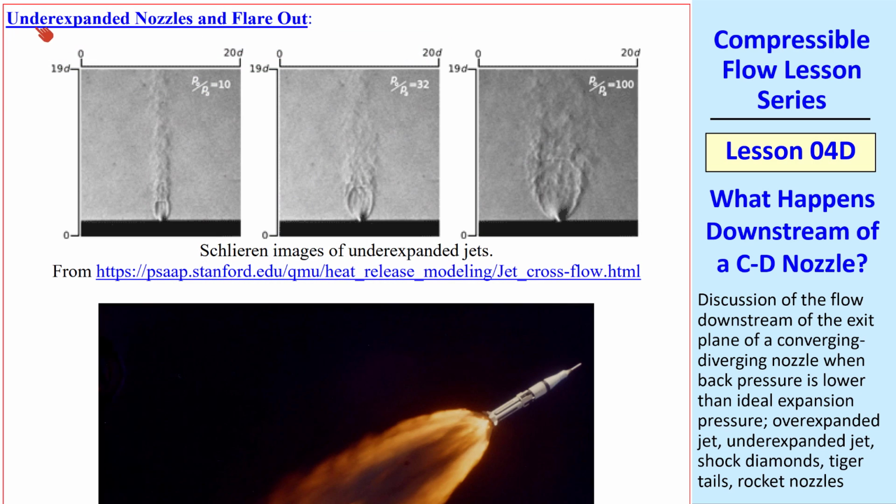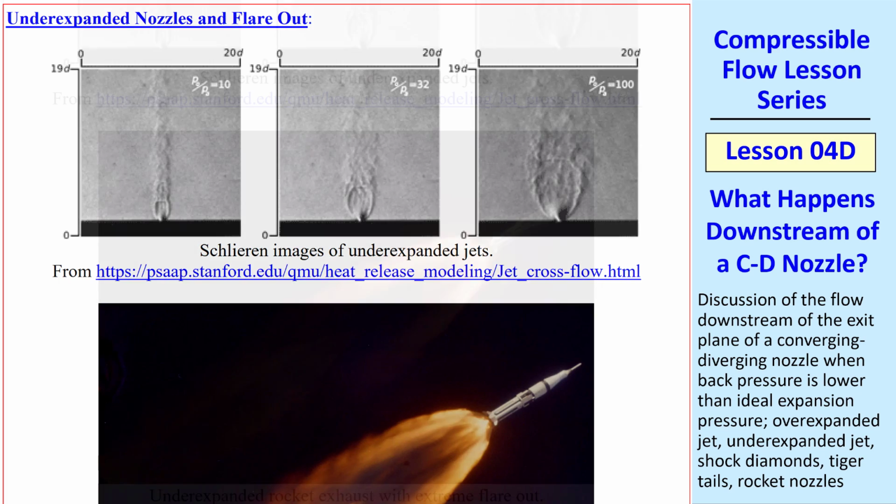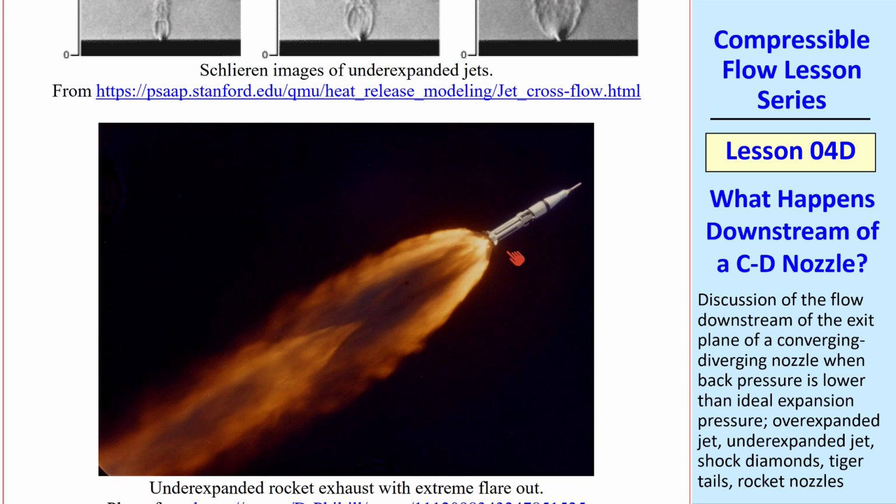Now I'll show some pictures of underexpanded nozzles. As back pressure keeps decreasing, you can see that the flare-out gets more and more intense. Here's a picture of a rocket at high altitude for this stage, and you get severe flare-out. Again, this is an underexpanded nozzle. The back pressure here is too low for the nozzle design.